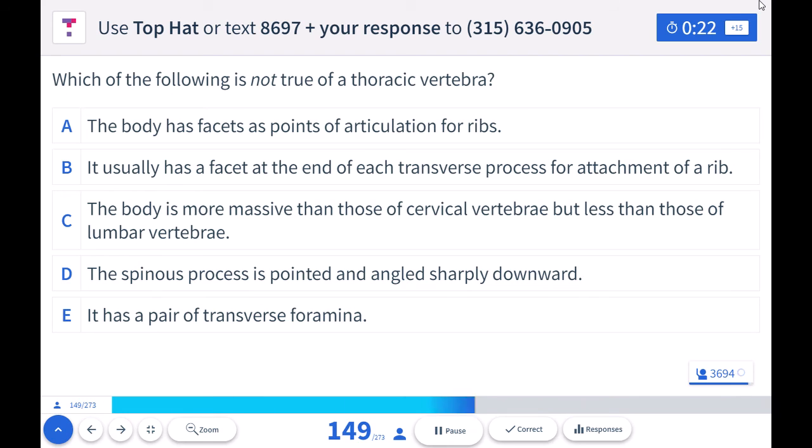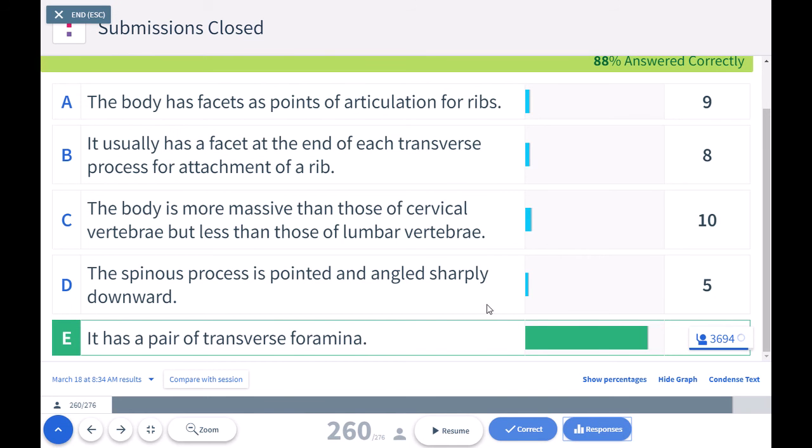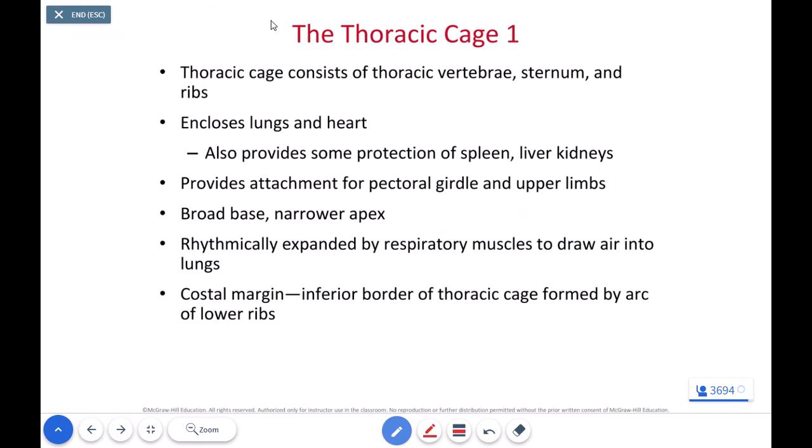So what is not true of a thoracic vertebra? Think about the key characteristics I emphasized on the other vertebrae. Only cervical vertebrae have transverse foramen. So as we look at the question here, it's not true to say that thoracic vertebrae have transverse foramen. And it looks like we did a pretty excellent job as a class on that. Well done. Let's move on to the thoracic cage.